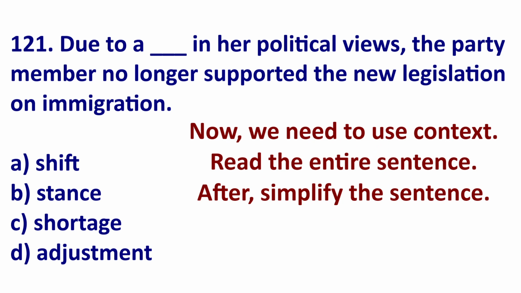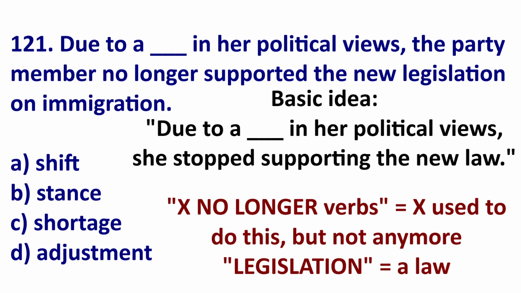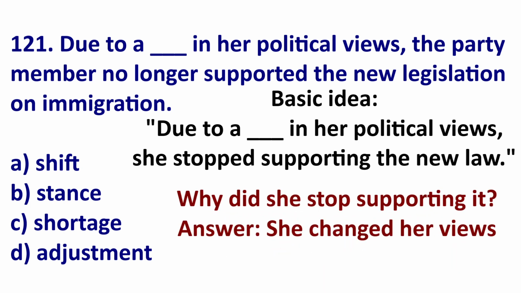Now let's get to the hard part. Read the whole idea and simplify. Okay. Due to a blank in her political views, she stopped supporting the immigration law. So she no longer supported the legislation. Legislation is law and no longer supports. She did it in the past, but not anymore. So we can see she no longer supports the legislation. So she stopped supporting it.